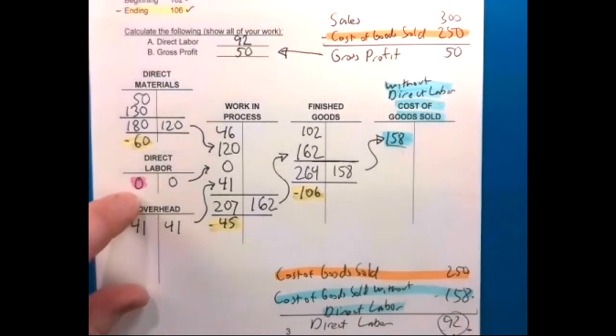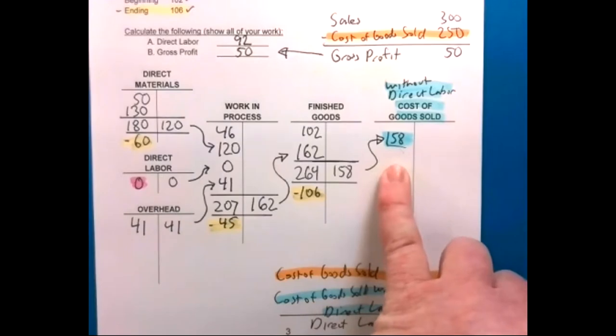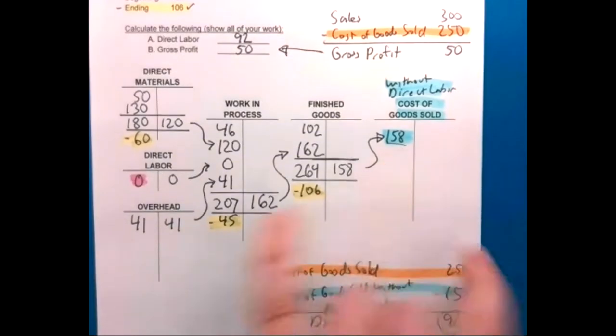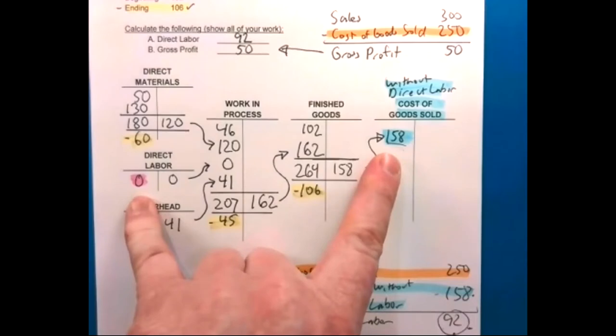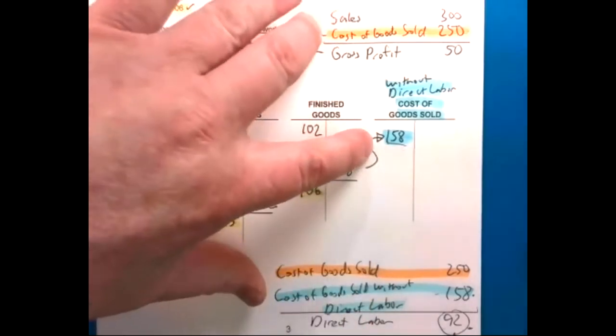Okay, so again, you plug in the zero and work it through as if that was the number. And whatever you come up with over here, you know it's going to be wrong, but it's going to be wrong by exactly what that number should be. So that's kind of what we're doing here. We're saying, okay, what is it without that number, then comparing it to what it is with that number.